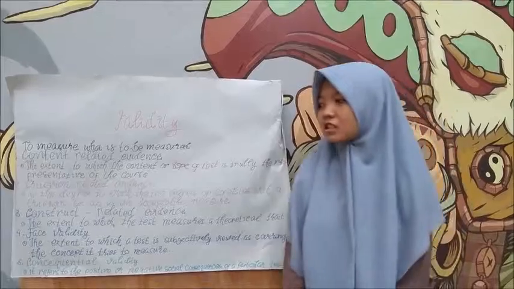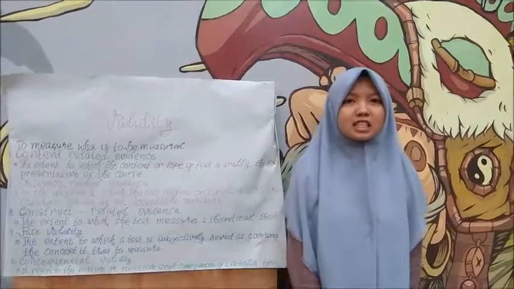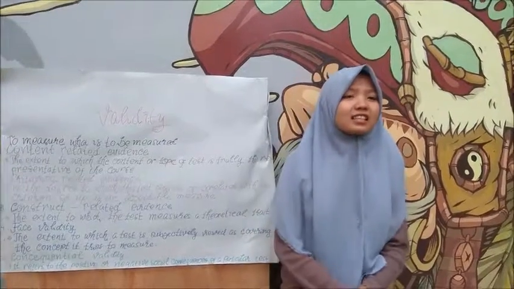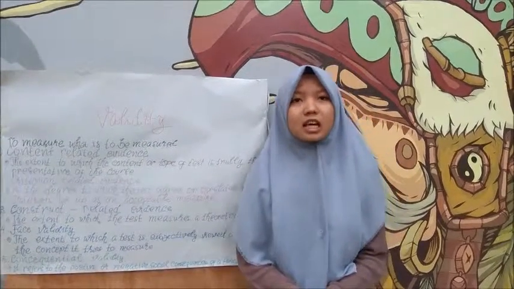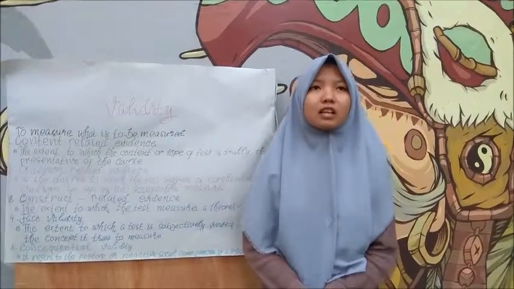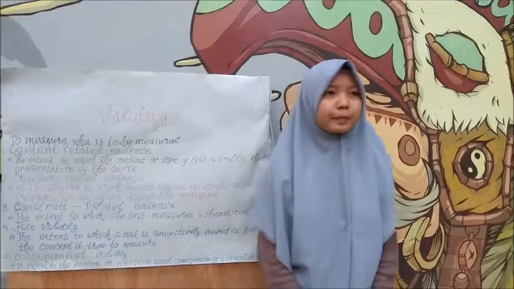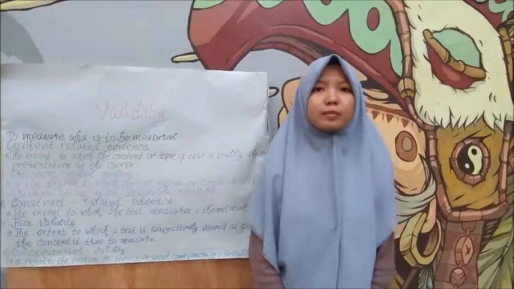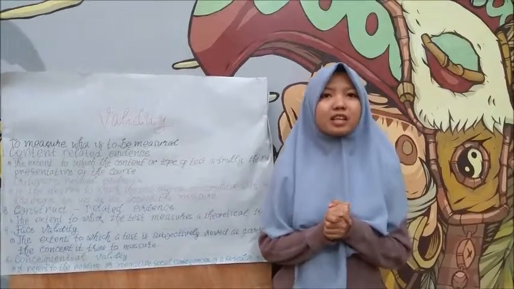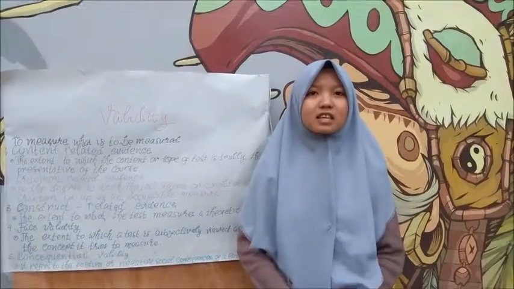The first is construct-related evidence. The third kind of validity is construct-related evidence. A construct is a theory, hypothesis, or model that attempts to explain observed phenomena in our universe of perception. A construct may or may not be directly measured. So, construct validity is a measure of issue of a large-scale standardized test of proficiency.